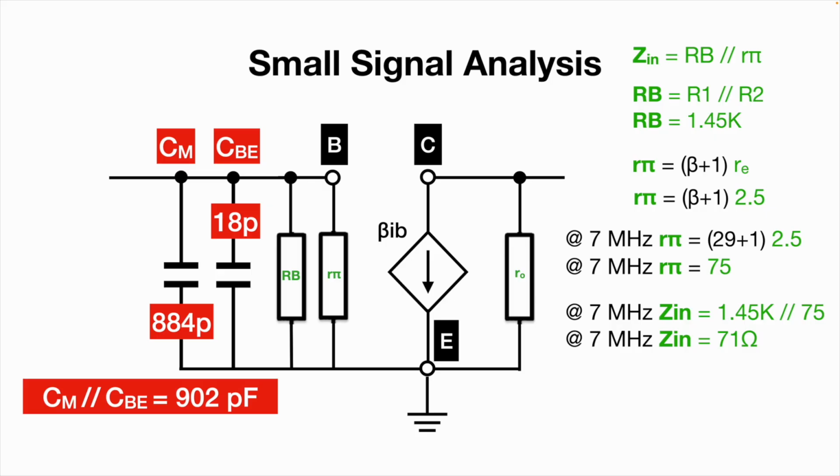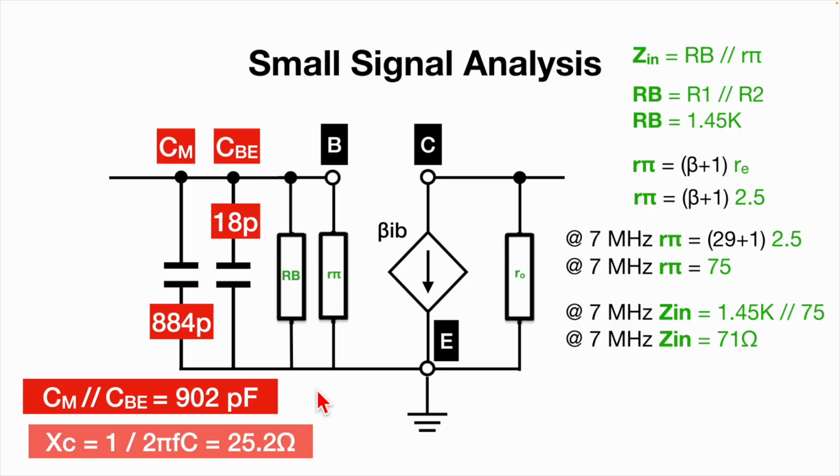Now, to calculate what effect this is going to have on the input impedance, we need to calculate what that looks like in terms of capacitive reactance at 7 megahertz. And there it is. So XC, capacitive reactance, is 1 over 2 pi FC. So 1 divided by 2 times pi times 7 megahertz times 902 picofarads gives us about 25 ohms.